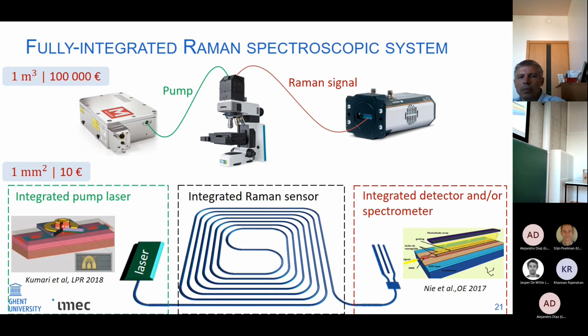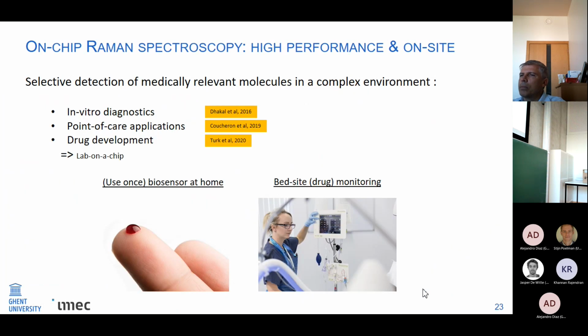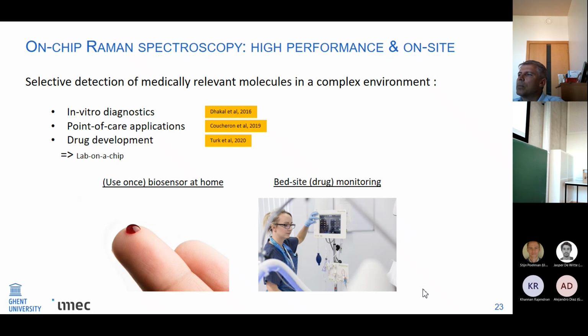I mostly work around this integrated Raman sensor here in my work, but you can also integrate your laser and detector or spectrometer onto such a chip. So on-chip Raman spectroscopy has the advantage of having a high performance. You have this boosted performance compared to free-space excitation and collection. And on the other hand, you can also take it out of the lab, you can use it on site, and therefore you can think about applications where you detect medically relevant molecules in complex environments such as blood or urine, etc. And basically the idea here is that you have your lab on a small chip.